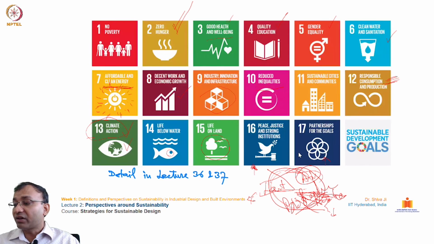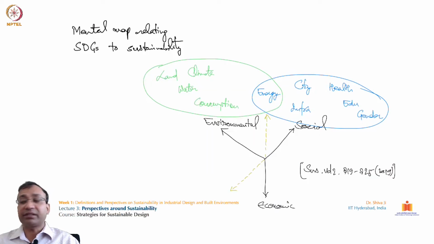And the last one talks about partnerships for the goals. One cannot achieve such goals independently. One is not strengthened and empowered to take up such a Herculean task at the global level and accomplish it. So we need everyone's cooperation and friendship, to combine as a whole and achieve these goals.